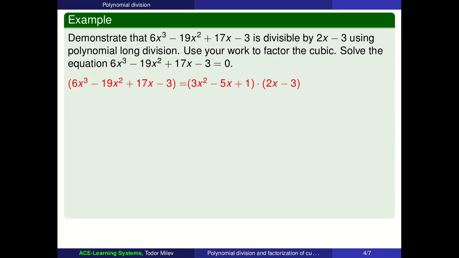Our work is not complete. We're done with the polynomial long division, but we have not yet fully factored the cubic. So let's do that. What remains to fully factor the cubic? Well, we need to factor the quadratic 3x squared minus 5x plus 1. We need to factor that expression here.